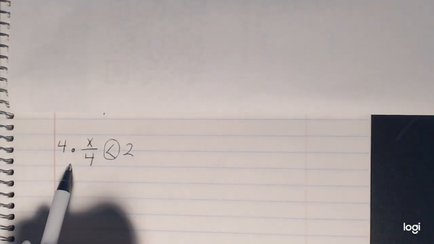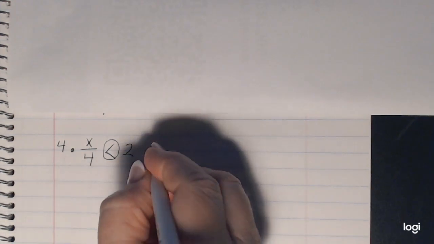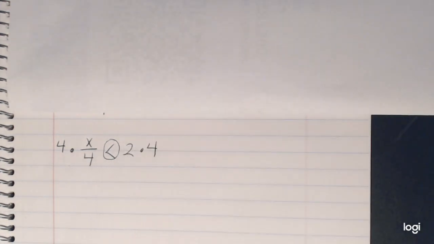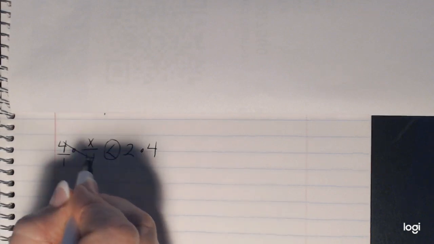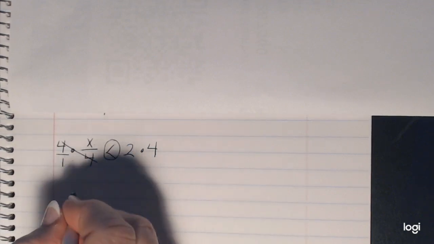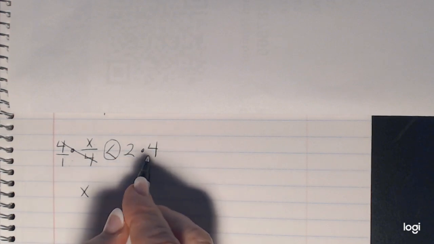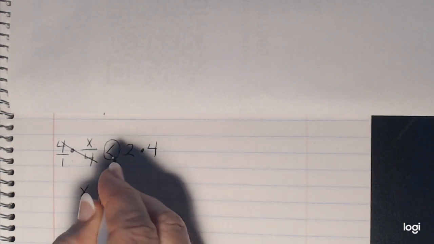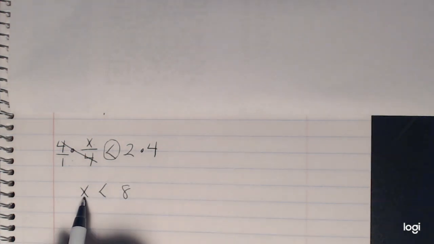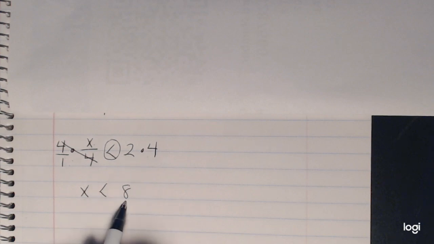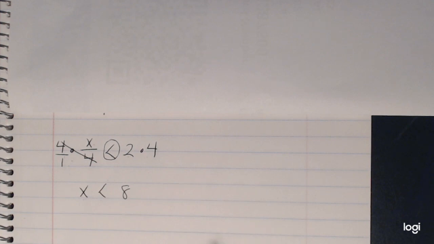And obviously, whatever we do on one side, we have to come over and do on the other side. Most of us know that if I put 4 over 1, these 4's will cancel, leaving the letter x. 2 times 4 is 8. And I bring my balance right down. So my solution is x is less than 8. That means any number that's smaller than 8 will fit my solution.